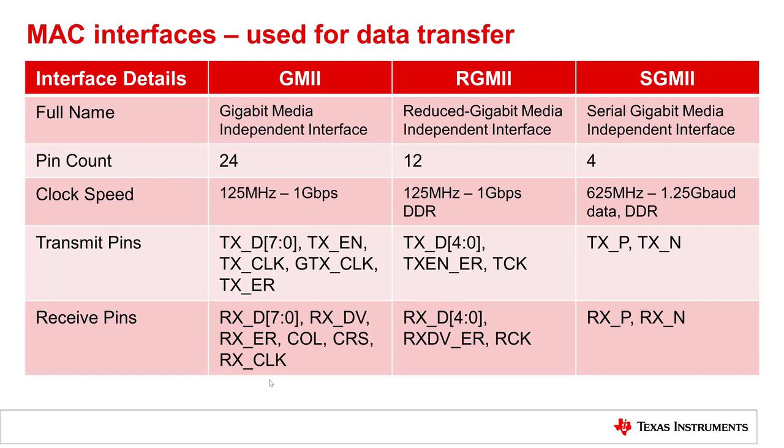Now we are looking at the GMII, or Gigabit Media Independent Interface. This requires a pin count of up to 24 pins. And here you have a clock speed of 125 MHz for the 1 gigabit transmission link. You see that you need 8 transmit data lines, then transmit enable, clock, another clock, and an error signal.